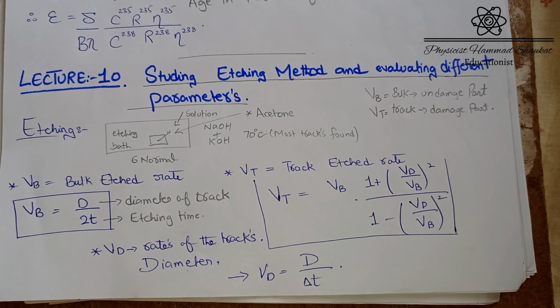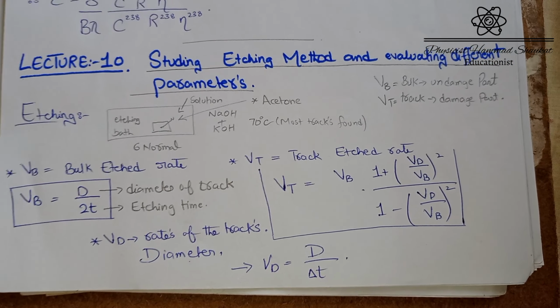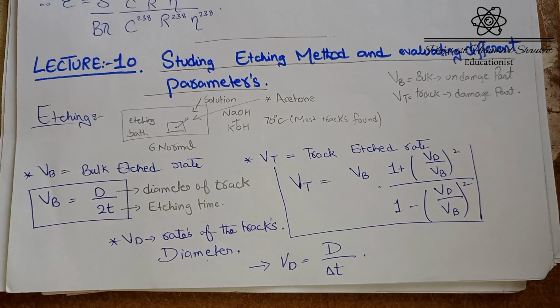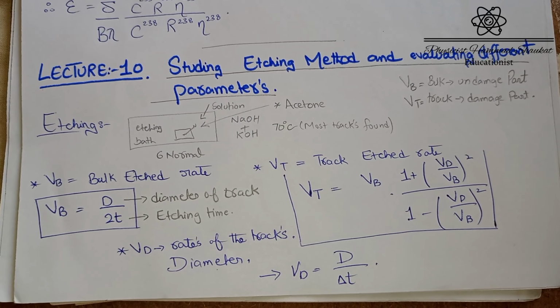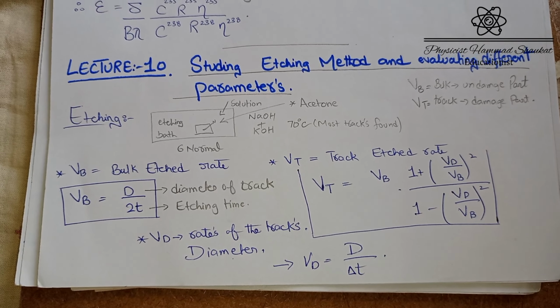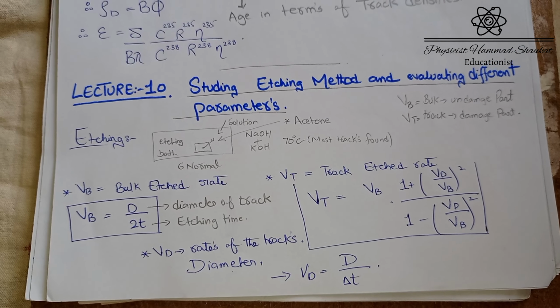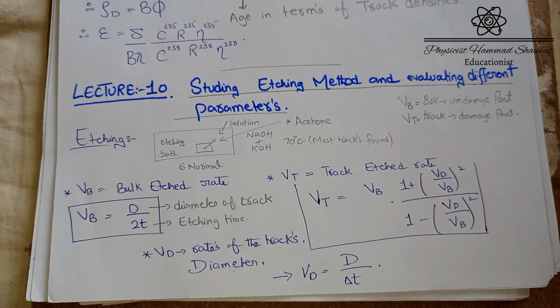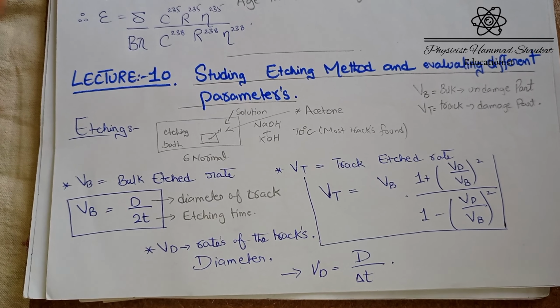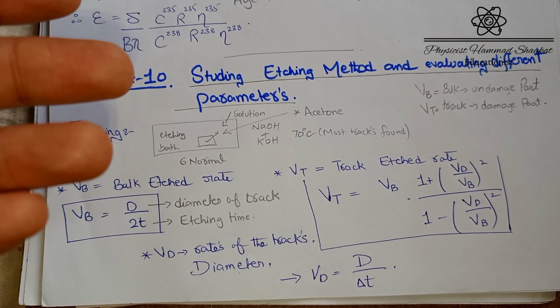So first of all, you must know what etching is, what chemical etching is. Chemical etching is basically a process of track formation in the detector. During etching, a suitable etching solution attacks the detector at a sufficient speed, and the damaged region along the ion trails, you can say the latent tracks, is preferentially dissolved or removed and gets transformed into a hollow channel.